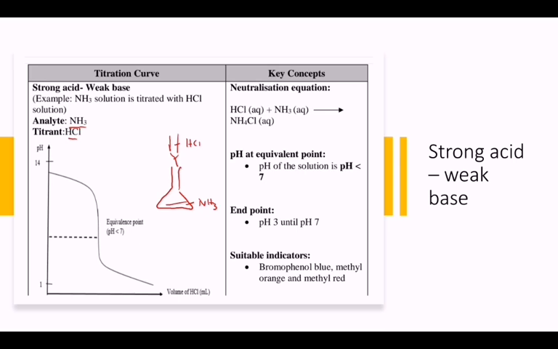The pH range for the titration between strong acid and weak base is 3 until 7. Meaning that from pH 3 until 7, we have almost vertical line. And the equivalence point for this titration, since it involves strong acid and weak base, therefore the equivalence point should be acidic. So that is why the equivalence point is pH smaller than 7. The suitable indicator for this titration is bromothymol blue, methyl orange, and methyl red.